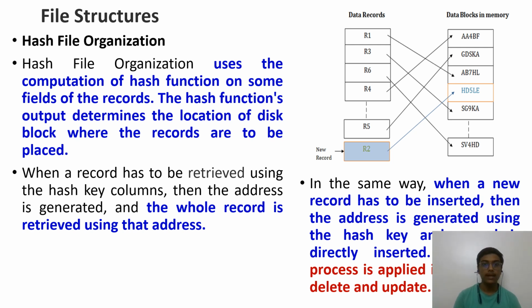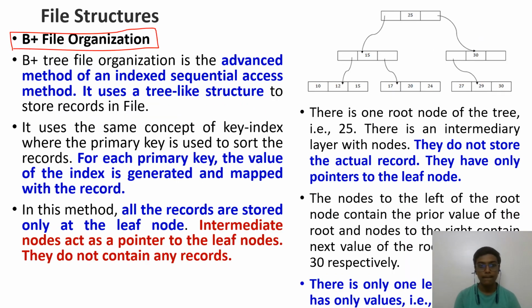So hash file uses the computation of hash functions on some fields of the records. The hash function's output determines the location of the block where the records are to be placed. Next one is the B plus file organization. B plus tree file organization is the advanced method of an indexed sequential access method. It uses a tree-like structure.